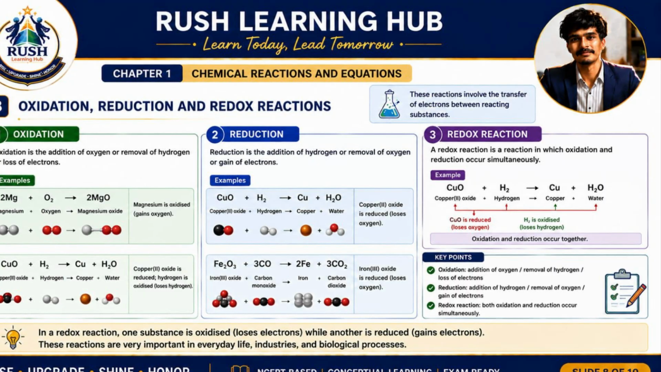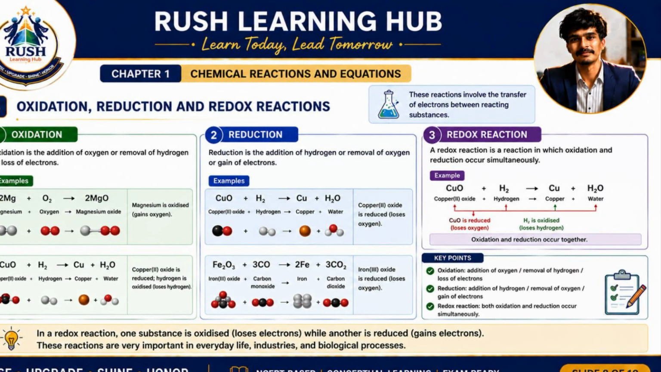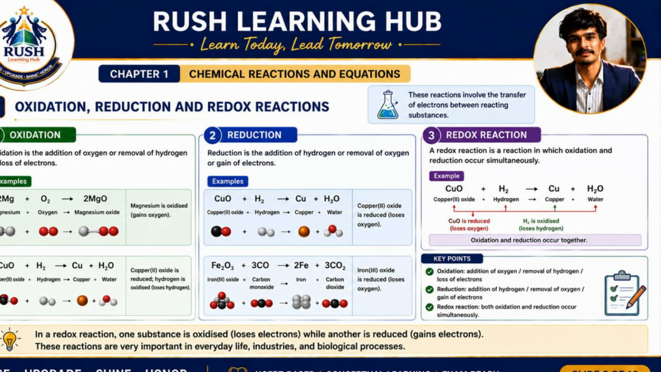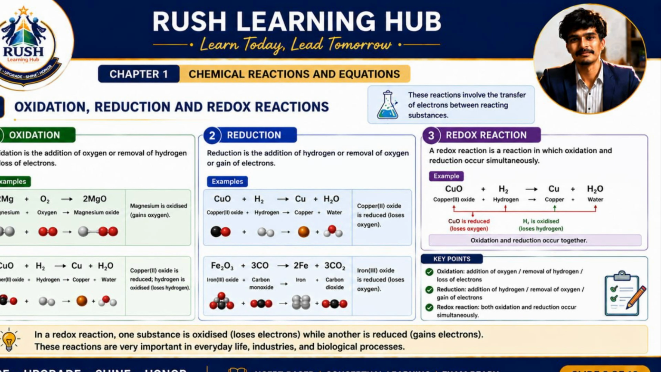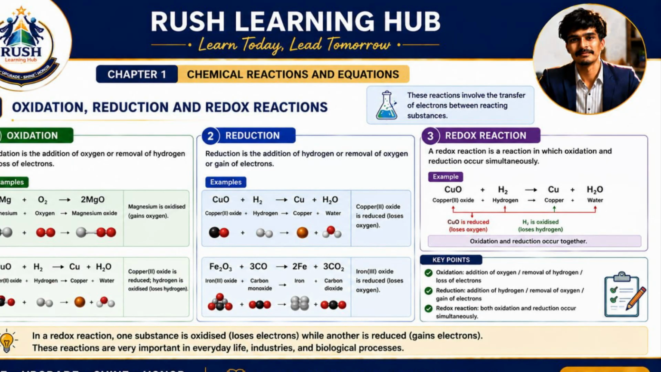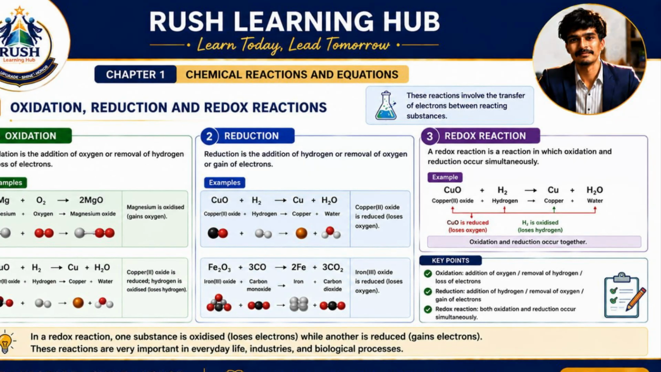Redox reactions are extremely important in everyday life. They occur during respiration, combustion of fuels, photosynthesis, corrosion of metals, and many industrial processes. Let's quickly revise. Oxidation means addition of oxygen, removal of hydrogen, or loss of electrons. Reduction means addition of hydrogen, removal of oxygen, or gain of electrons. And when both processes occur together, the reaction is called a redox reaction.